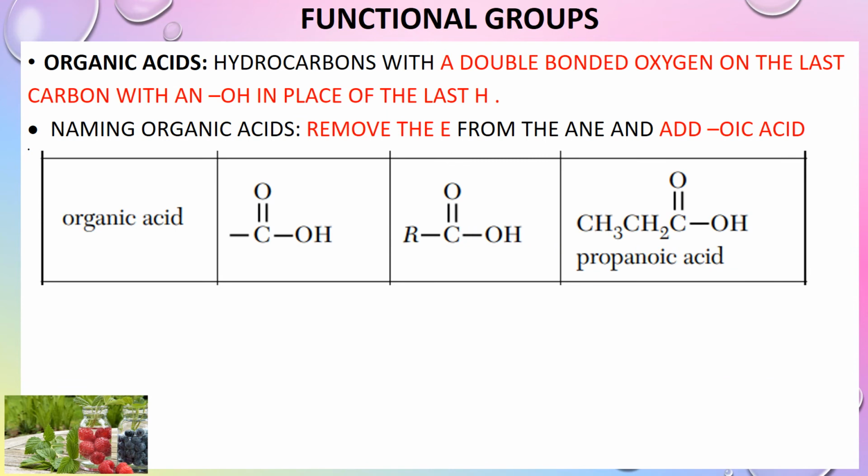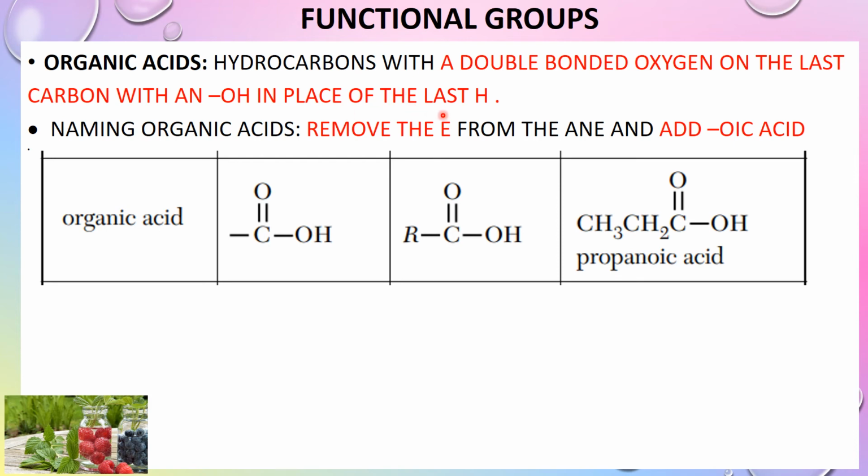Okay, organic acids. They are hydrocarbons with a double bonded oxygen on the last carbon, and it also has an OH in place of that last hydrogen. Okay, so this one's got a lot of extra accessories, we'll say. It's got a double bonded oxygen, it's got an OH. How do we name them? So how do we know that something's an organic acid?